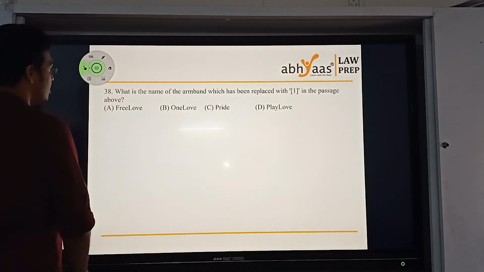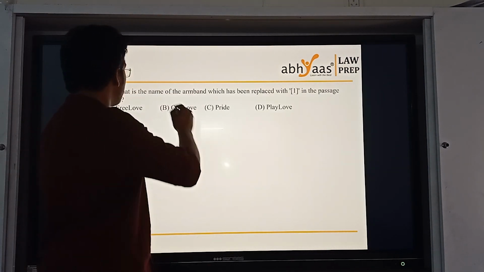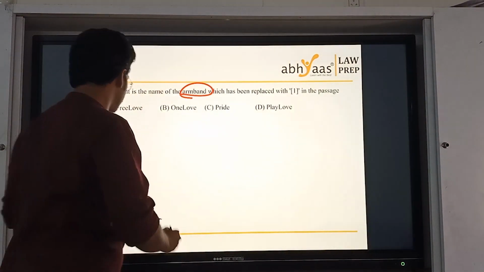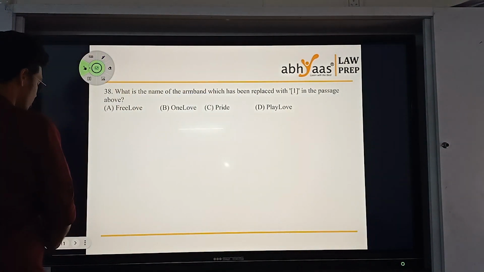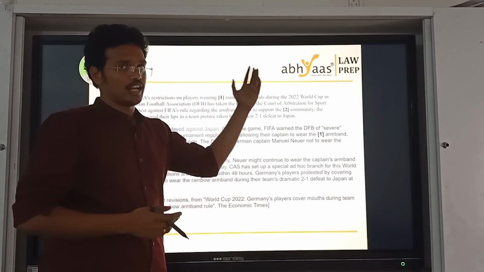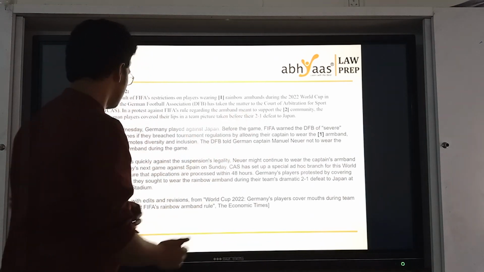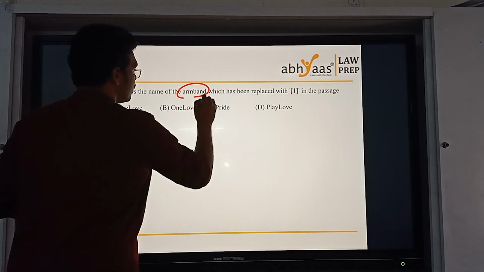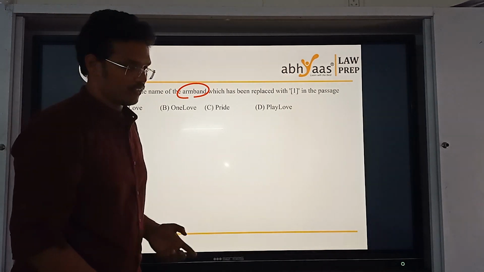So first question, what is the name of the armband which has been replaced with 1? So even if you see the passage, you cannot answer the question. So directly see the question. It is about the armband which is in use because of controversy.